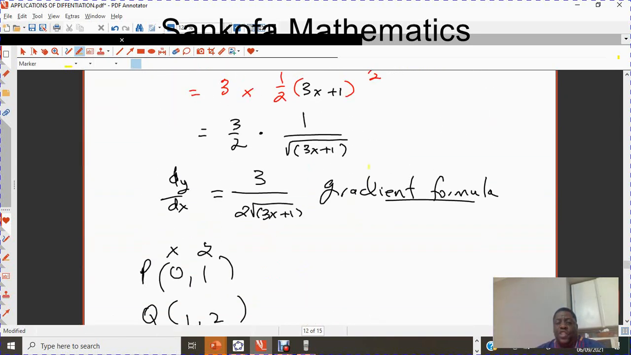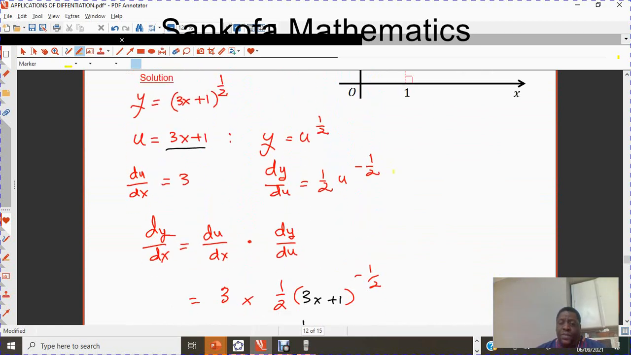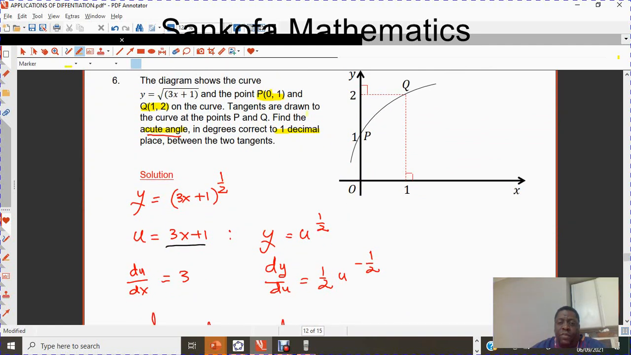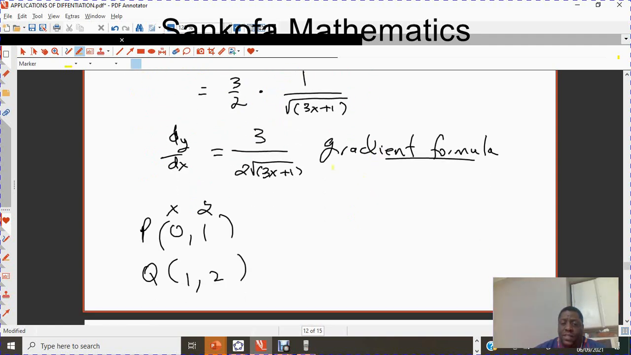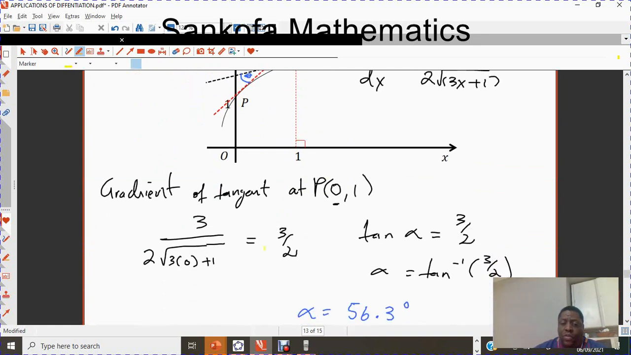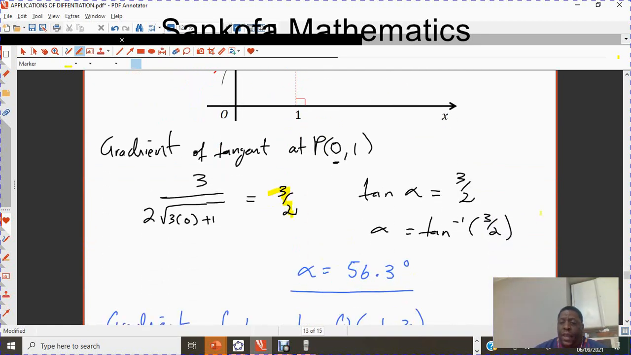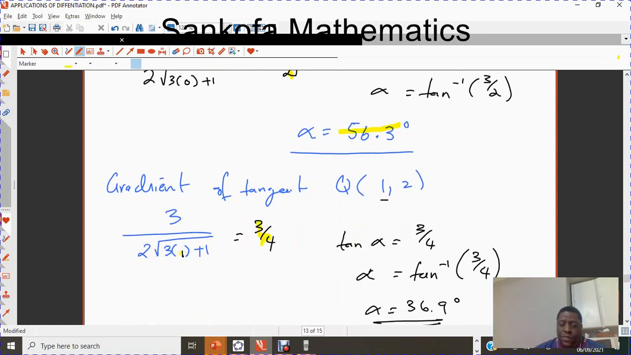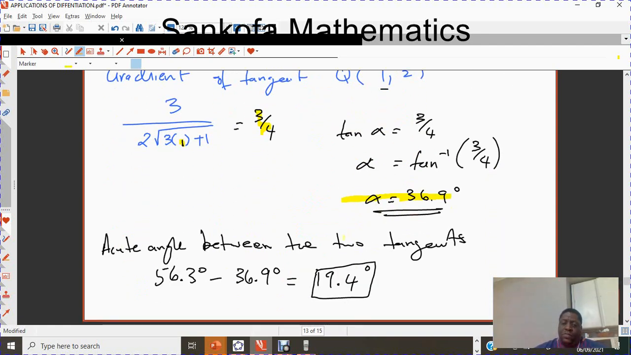Remember, when you are differentiating a curve, you are finding its derivative, which is its gradient. So if you have the x values of the 2 points that you're given, then you can substitute those x values to find what is the gradient when x equals 0, for example, at point P, and what is the gradient when x equals 1. Once you have determined the gradients, you can then find the angle here, and also the angle there after substituting the x value. Then you can find the two angles, and the acute angle would be the difference between those two angles.